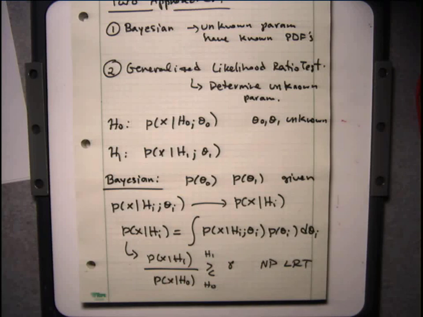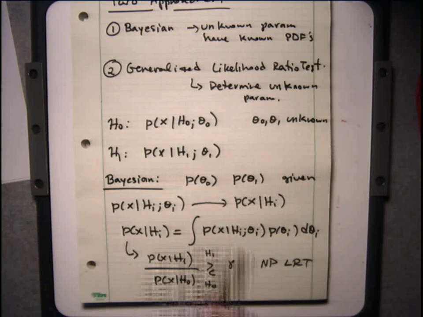What are the optimality properties of this? Well, at this stage, it's optimal, right? So in this case, I know that if I marginalize the two densities and get rid of the effect of theta 1 and theta 0, this will now maximize the probability of detection for a given false alarm rate.